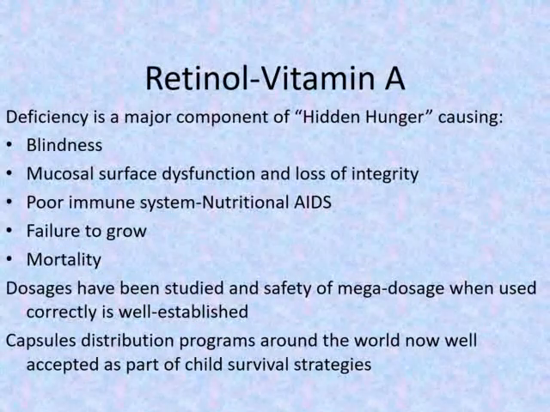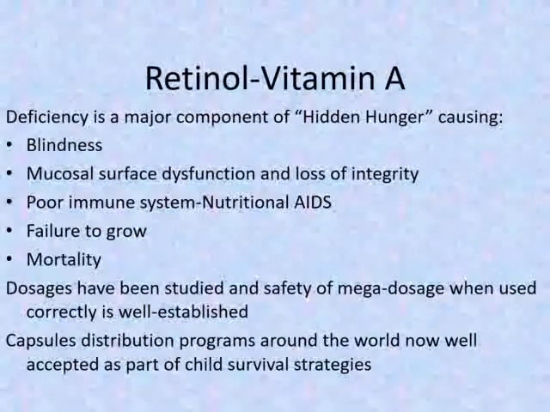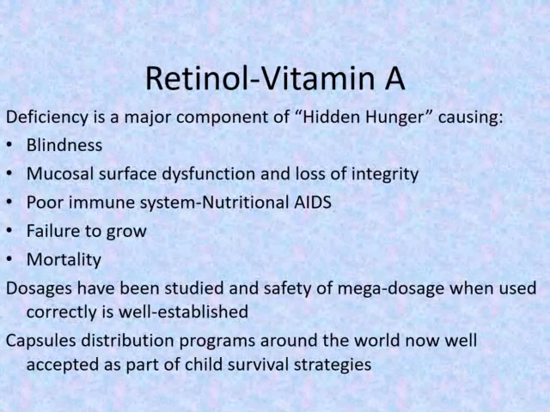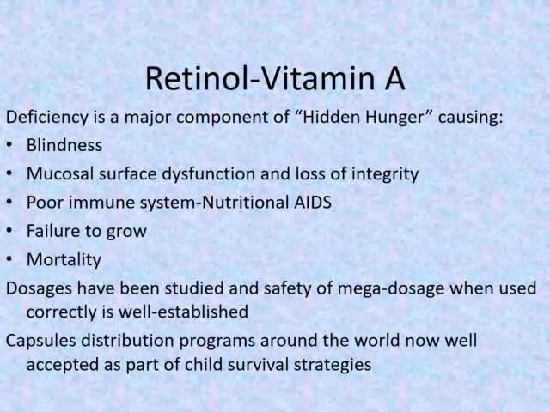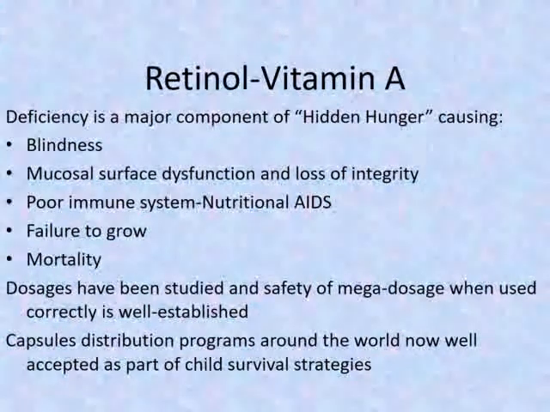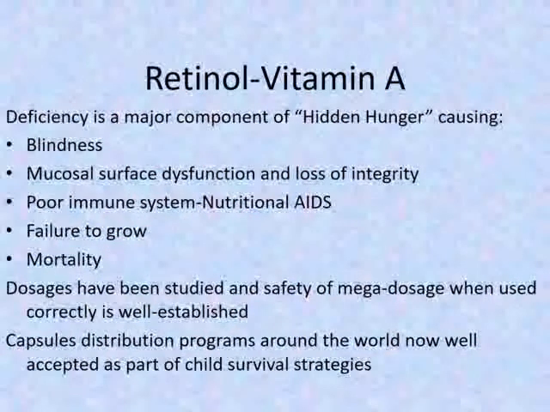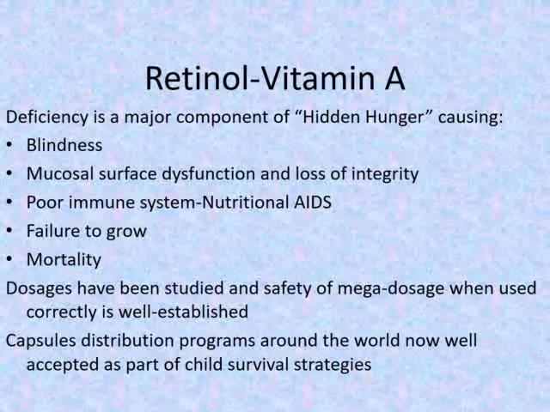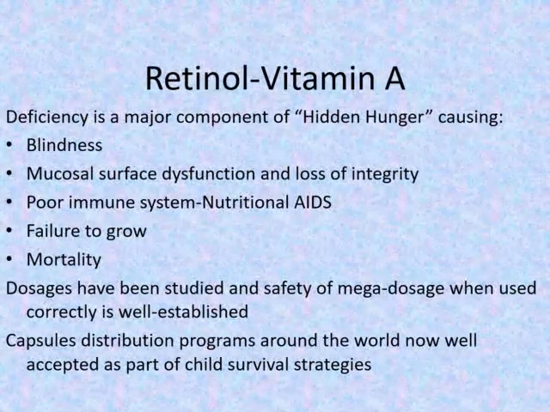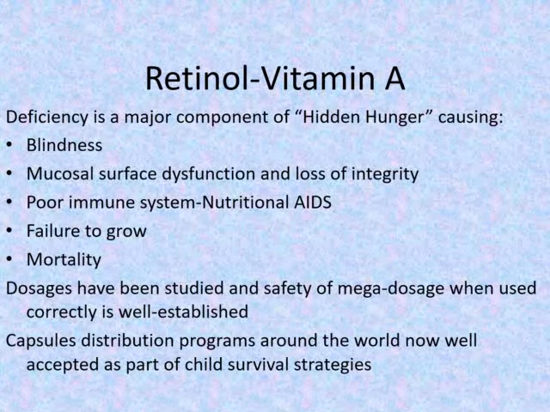It causes mucosal surface dysfunction and loss of integrity: the mucous membranes of the eyes, the sclera and conjunctiva, the respiratory system, the GI system, GU system, the skin. All of the epithelium and endothelium of the body does not develop well with vitamin A deficiency. Therefore, children have poor barriers, poor healing, and immune system dysfunction, both B cell and T cell, humoral and cellular immunity. They have nutritional AIDS with severe deficiency, failure to grow, and mortality goes way up.